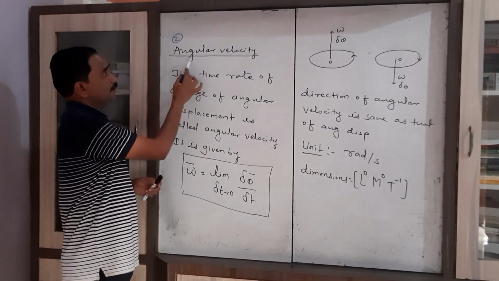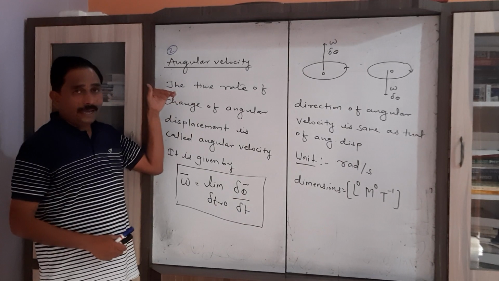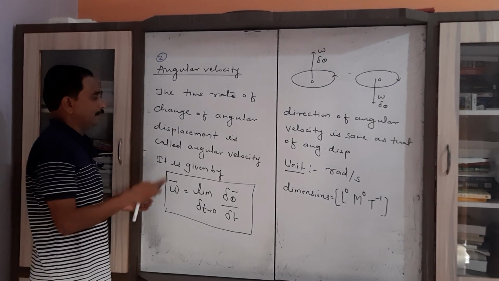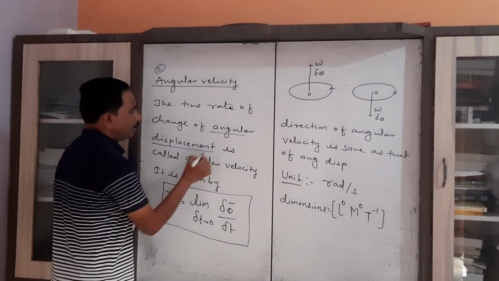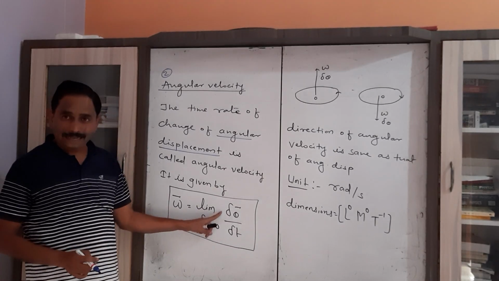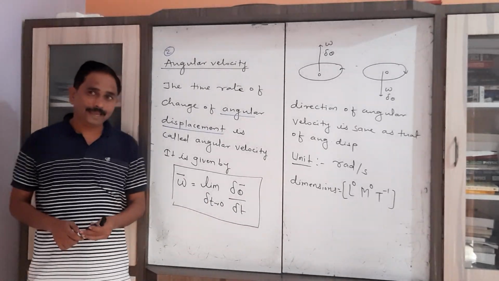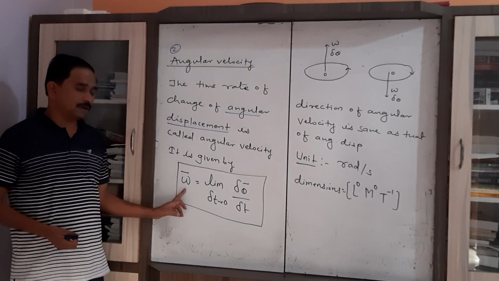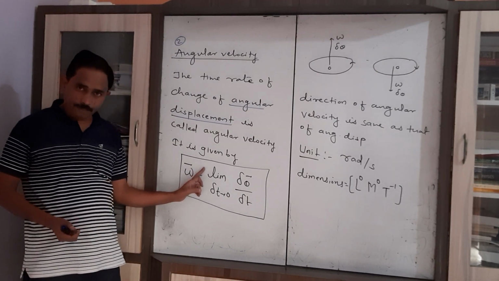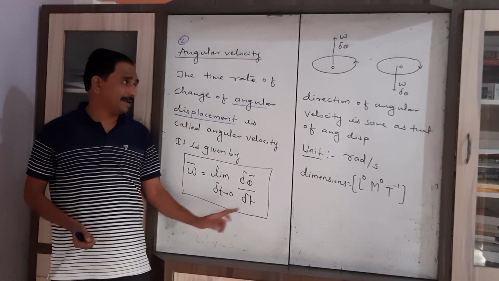Now the second physical quantity we have to consider is angular velocity. It is the time rate of change of angular displacement. If delta theta is the angular displacement in time delta t, then we can define angular velocity by the formula omega equal to limit delta t tends to 0 of delta theta by delta t.